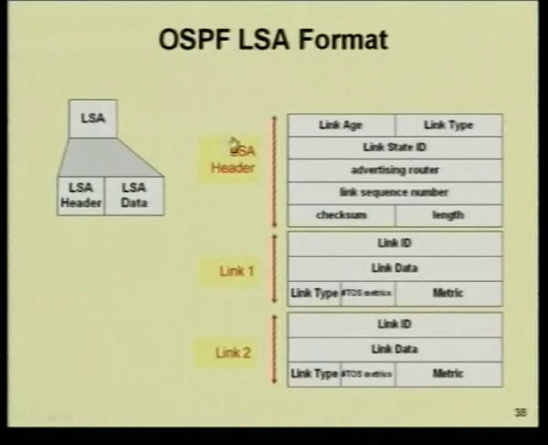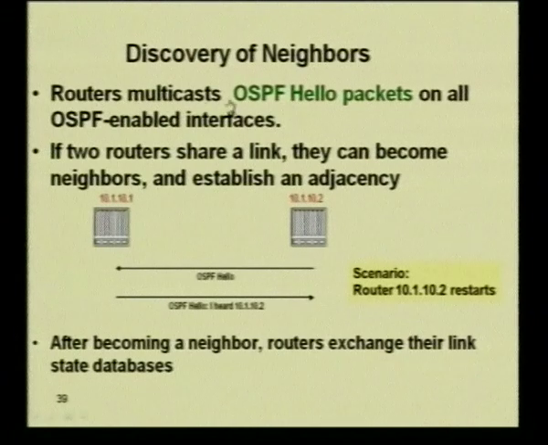Coming to the OSPF LSA format, you have the link age, link type, link state ID, advertising router, link sequence number, checksum, length, followed by information about each link: link ID, link data, link type, TOS metrics and the metric as such. So, you have the complete information being specified over here. Now, discovery of neighbors is done by means of the OSPF hello packets, and if two routers share a link, they can become neighbors and establish an adjacency. After becoming neighbors, as we said, the routers exchange their link state databases. So, this is something that we have already talked about.